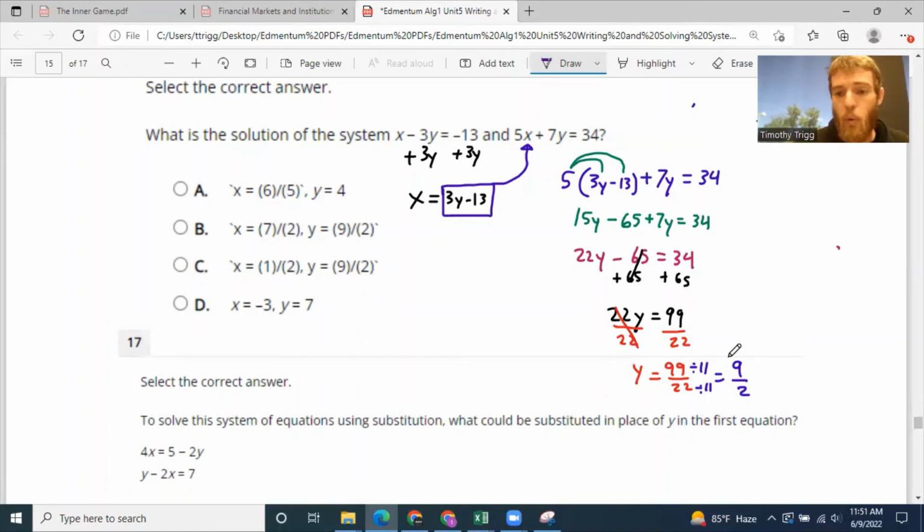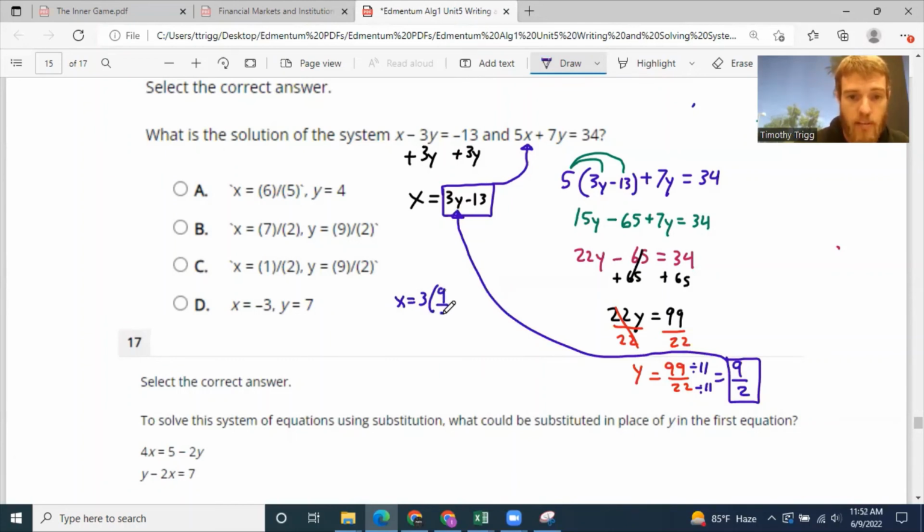So now that we know the y value, you can substitute this in right here to find the x value. So now we would rewrite this as x equals 3 times y, so 3 times 9 over 2, because that's the value of y, minus 13. So let's multiply the 3 times 9 over 2. Normally a whole number times a fraction, I say multiply times the top, divide by the bottom. But in this case, it doesn't divide nicely. So you just multiply times the top, and that's it.